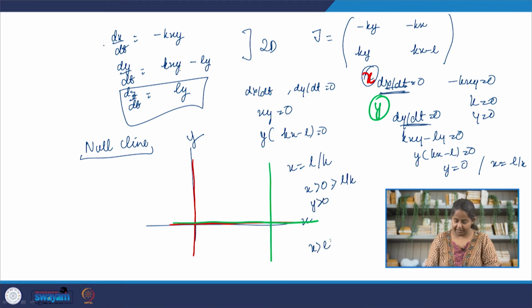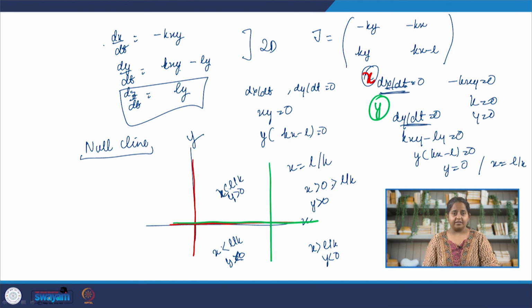Here we have x greater than L by k, y less than 0. Here we have x less than L by k, x less than L by k, and y greater than 0, y less than 0, y greater than 0.